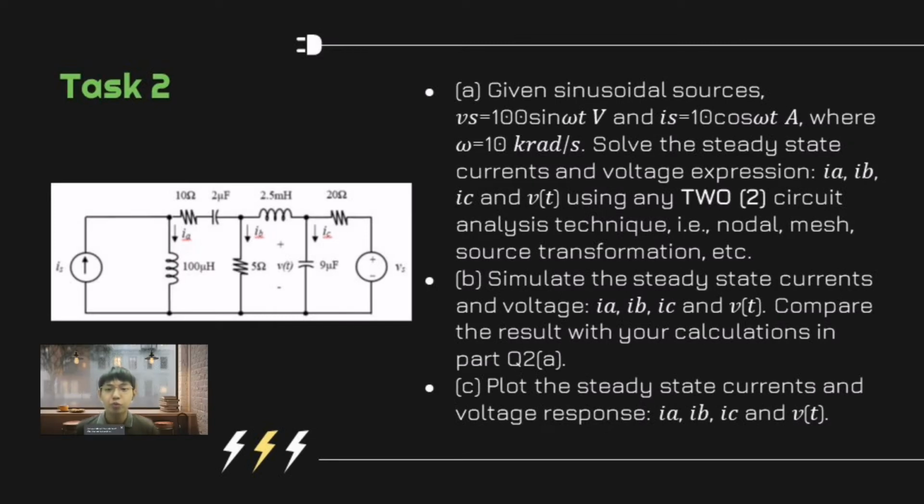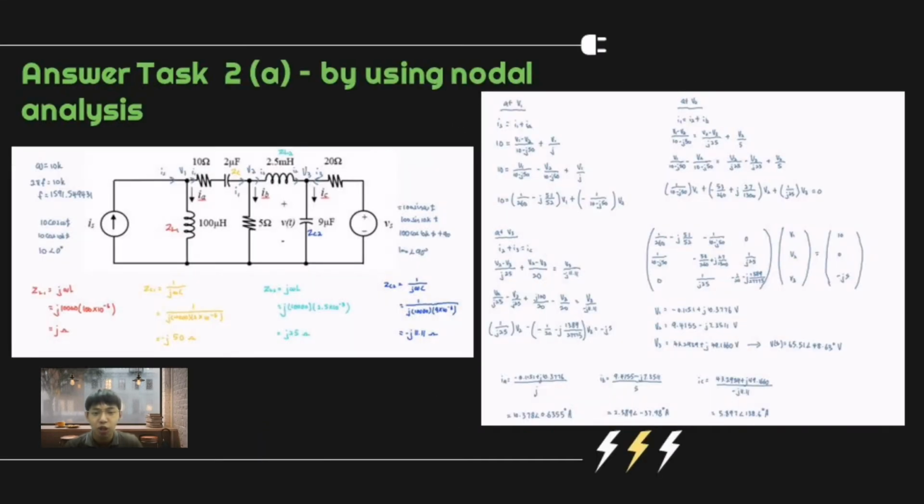Okay, now we continue back to the slide. Now I'm going to show you task 2A. Here we have to use two types of methods to solve this circuit. We have chosen nodal analysis as well as mesh analysis. I'm going to show you the nodal analysis first. For the nodal analysis, we have 3 nodes, V1, V2, and V3. We form the equations at the V1, V2, V3 nodes and then solve them using matrix techniques.